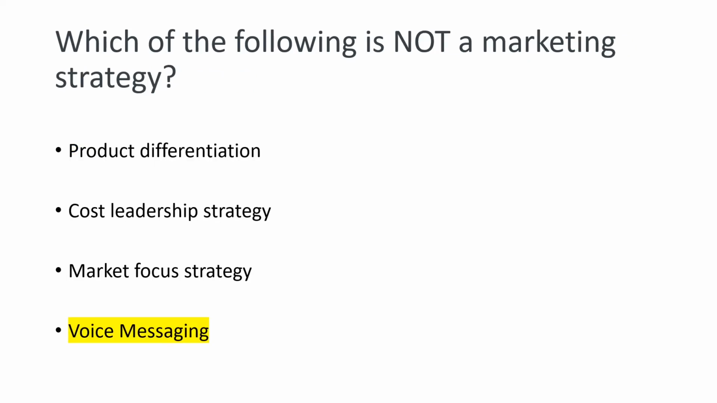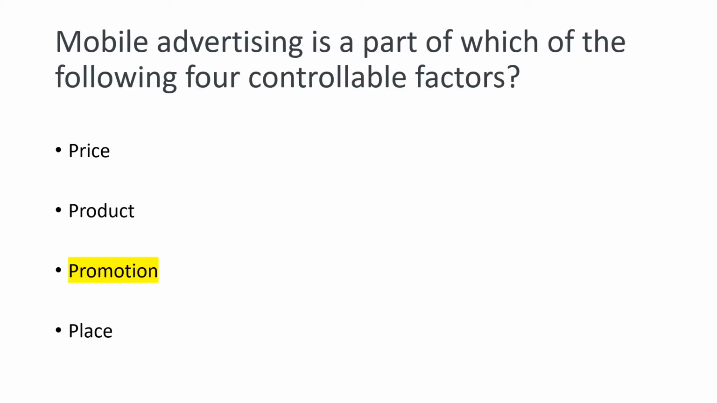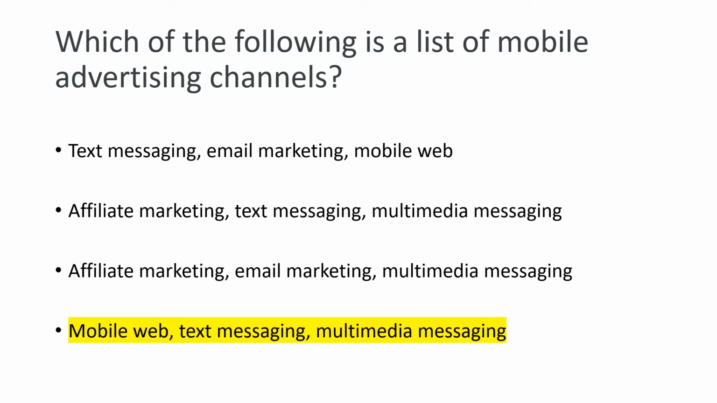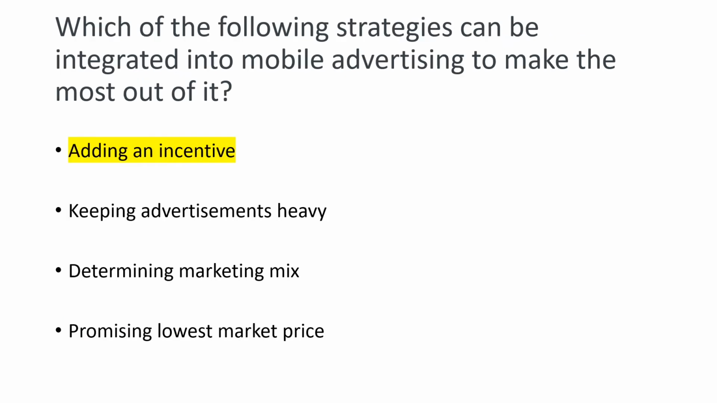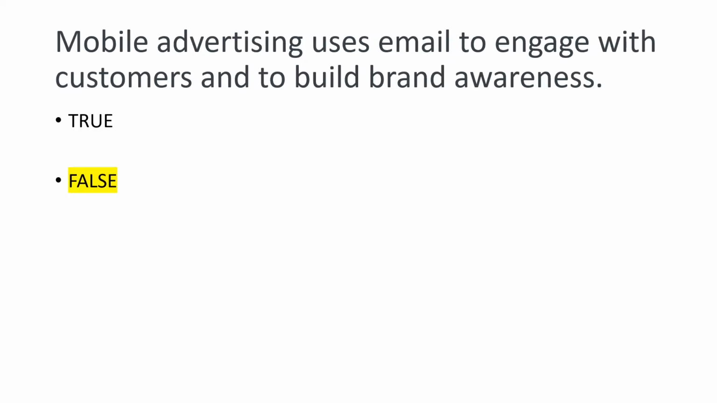Which of the following is not a marketing strategy? Voice messaging. 138. Mobile advertising is a part of which of the following 4 controllable factors? Promotion. 139. Which of the following is a list of mobile advertising channels? Mobile web, text messaging, multimedia messaging. 140. Which of the following strategies can be integrated into mobile advertising to make the most out of it? Adding an incentive. 141. Mobile advertising uses email to engage with customers and to build brand awareness. False.